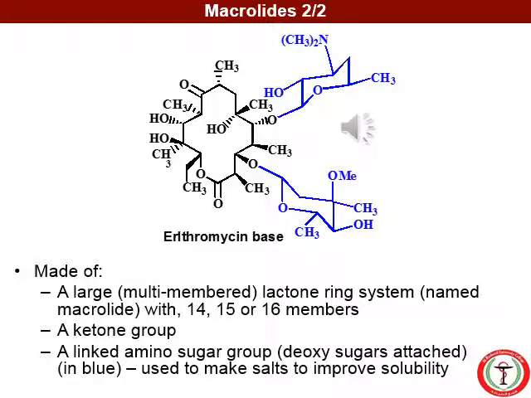Here is the erythromycin base of the erythromycin antibiotic, which is made from a large lactone ring in black with either 14, 15, or 16 carbon atoms, depending on the type of the macrolide. For example, erythromycin and clarithromycin are 14 carbon structures, while azithromycin is a 15 carbon structure, as we will see later. The structure also contains a ketone group and is linked to an amino sugar group in blue color, as you can see in this slide.